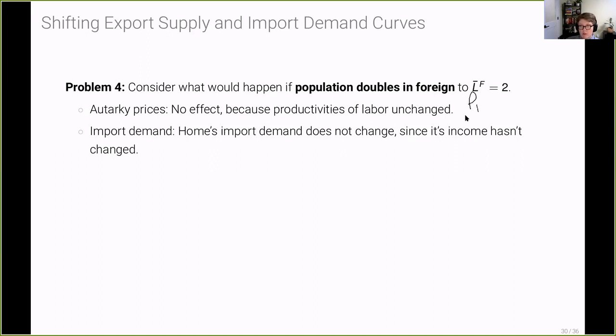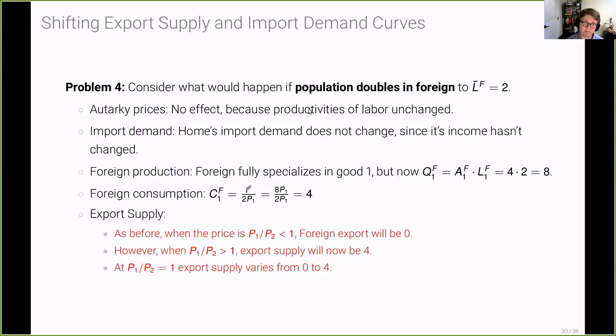What you can quickly see is that the relative price of good 1 in foreign is an inverse function of its relative productivities. And population changing does not change its productivities of labor. And so its autarky relative price of good 1 is left unchanged. Likewise, we can think about import demand, which is Home's side of the equation. Home's import demand does not change since its income, production, all of those things haven't changed. And so when we graph its import demand curve, that's going to look exactly the same as before. What does change, though, is foreign production.